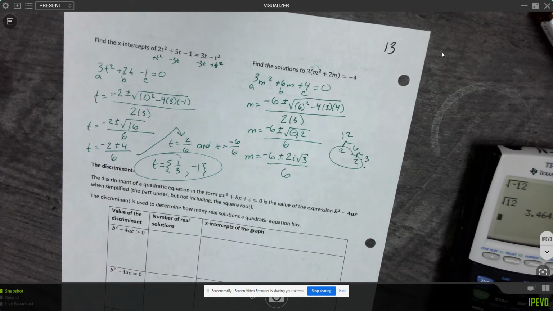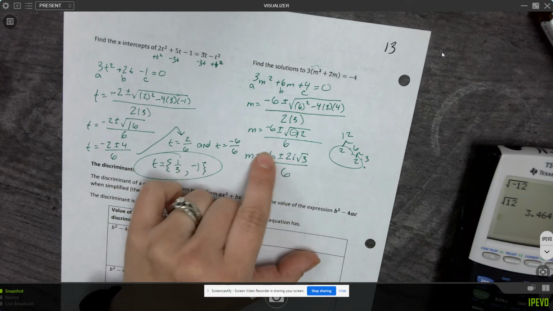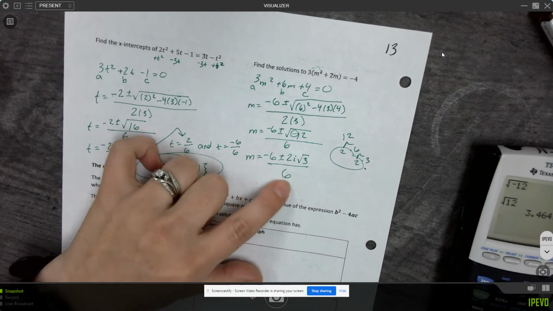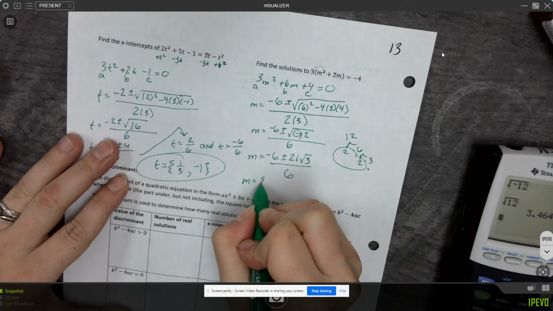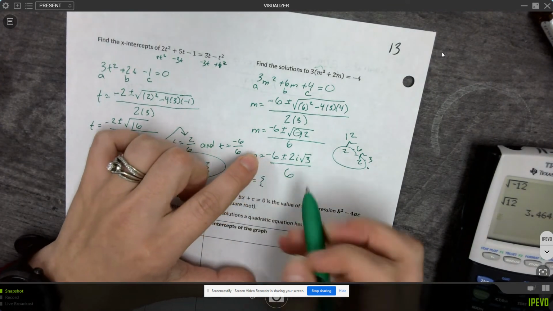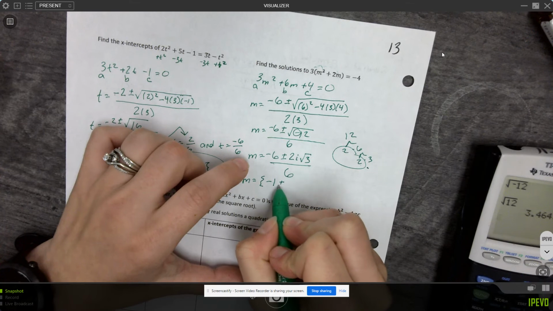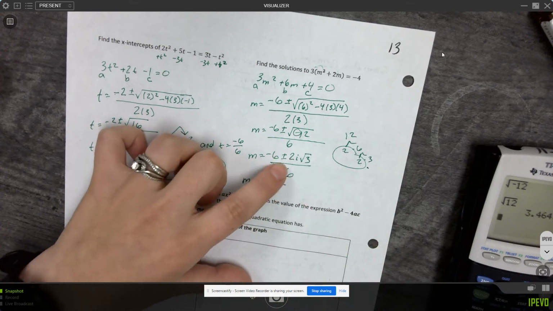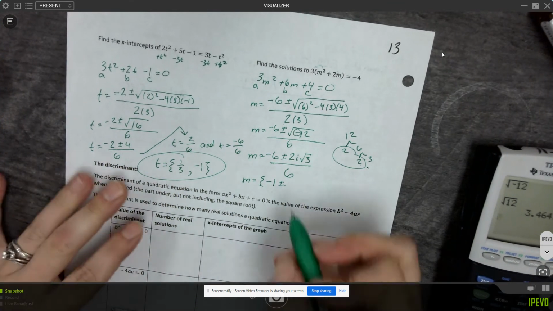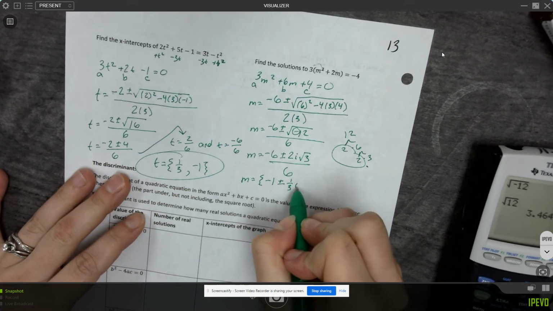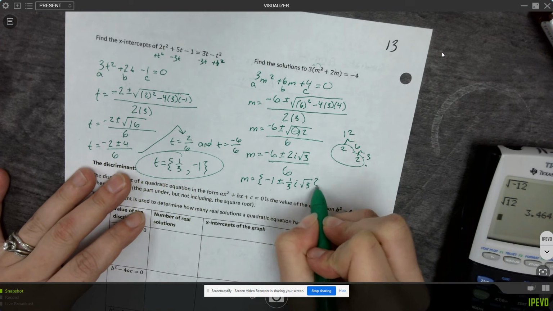Similar to the front, because you still have a square root, you can't simplify the numerator. So you're just going to divide or reduce your fractions to get your answer. So negative 6 divided by 6 is negative 1 plus or minus 2 divided by 6. It's not 3. 2 divided by 6 is 1/3 i square root of 3.